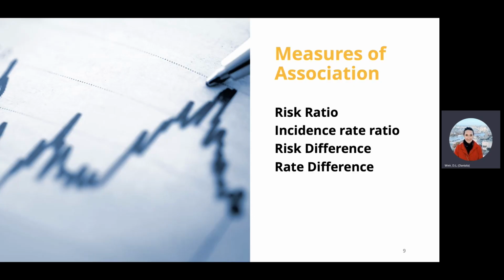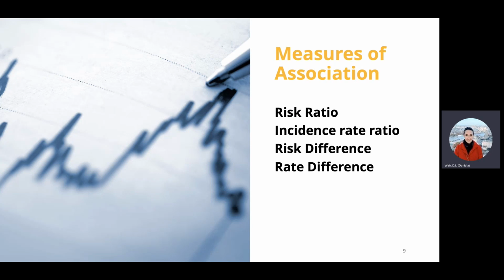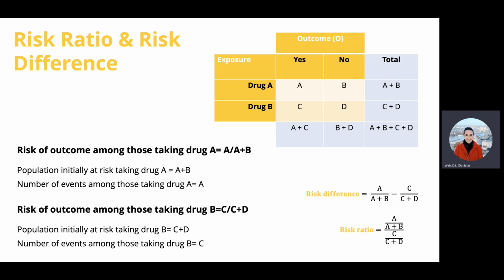So, the measures of association that we want to calculate in order to answer that question, was the occurrence of the outcome more likely among those taking drug A compared to those taking drug B? We can calculate things like risk ratios, incidence rate ratios, risk differences, and rate differences. I'll get into the specifics of those. So, risk ratios and risk differences. A risk ratio can also be known as a relative risk, so just keep that in mind. Risk ratios and relative risks are the same thing.